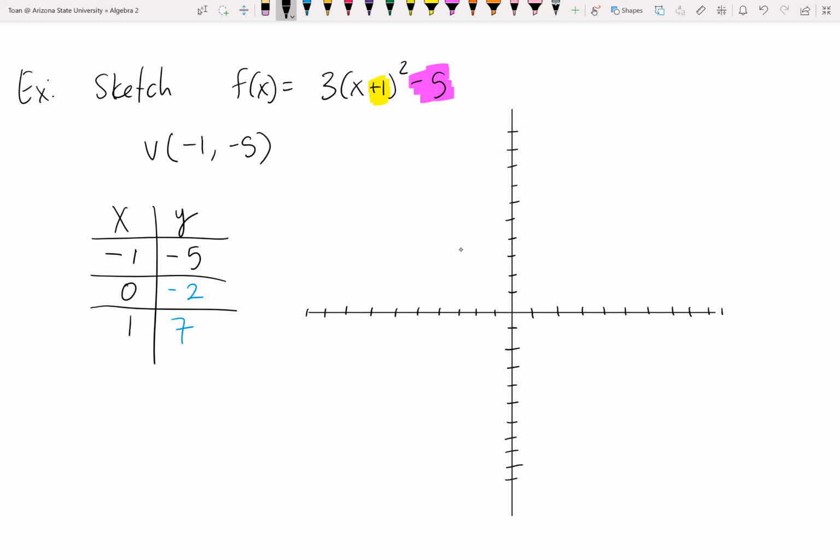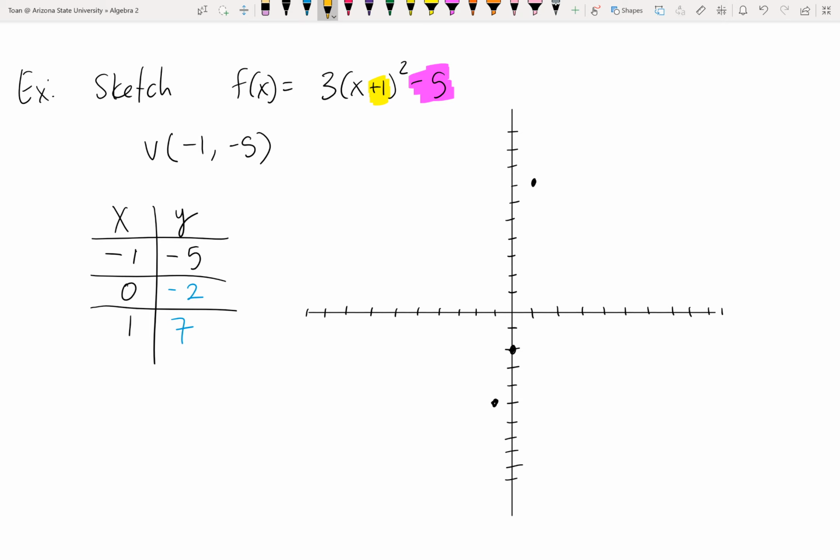And then just plot your points. Negative 1, comma, negative 5. Ooh, that was weird. There we go. 0, comma, negative 2. And 1, comma, 7. 7, 7 here. Okay. And then just use mirror images to get the other side.